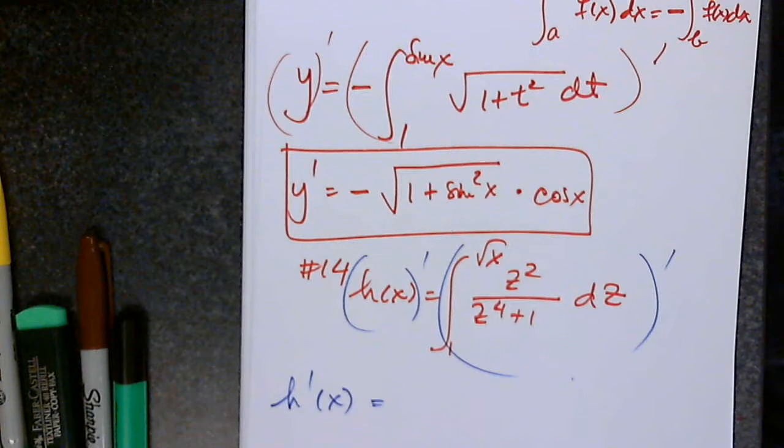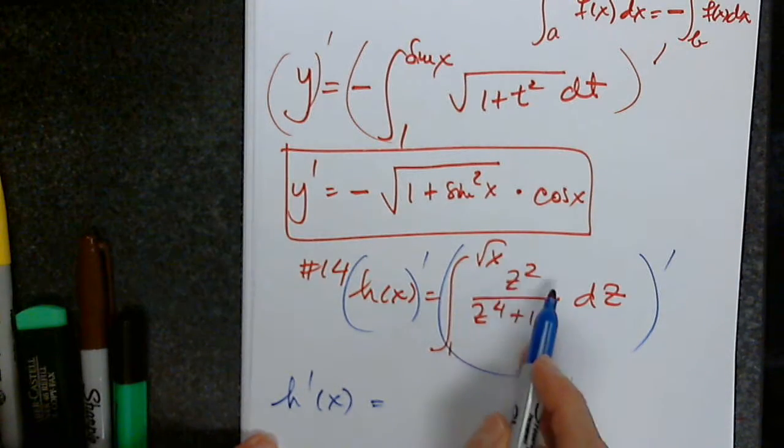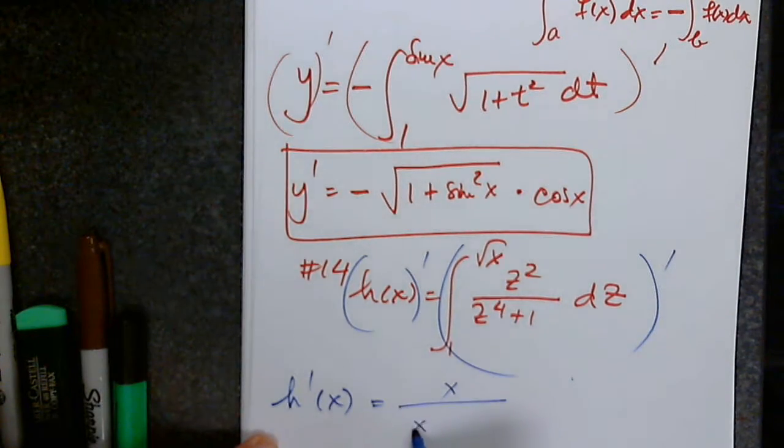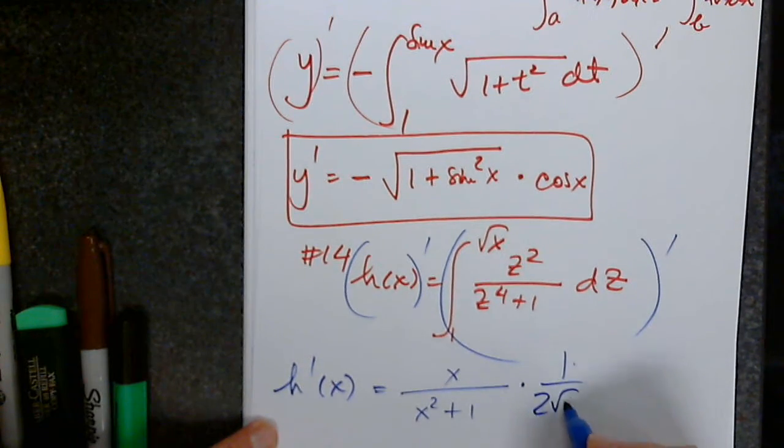X over x squared plus 1 times. So when I differentiate, yes, indeed, when I plug in the square root of x and I square that, I have x over x squared plus 1, I agree, times 1 over 2 square root of x. That's it.